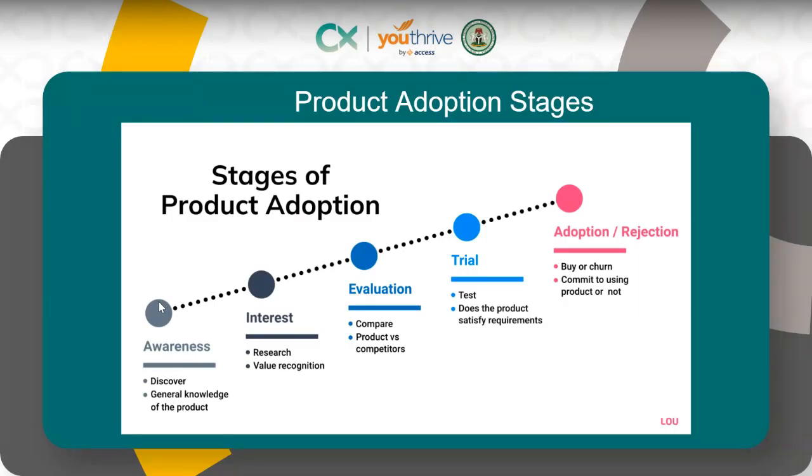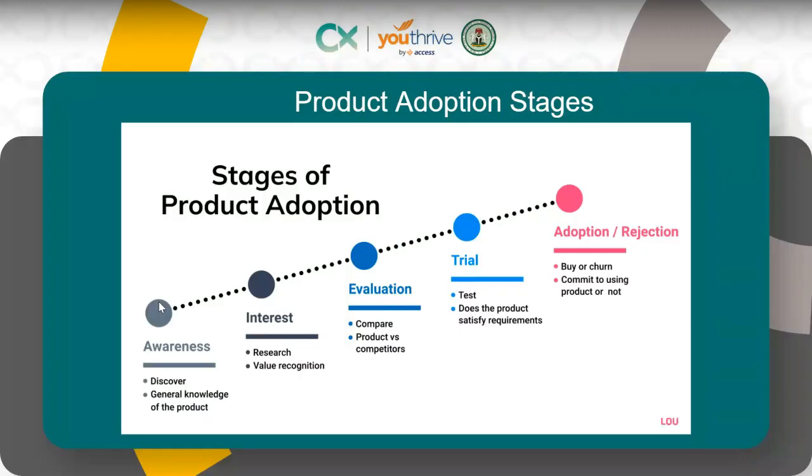You see awareness, which talks about discover, where they get to discover your product, general knowledge of your product. This is where you're talking about how your customers are getting to know about your product. Is it via advertisements? Is it in a webinar? Is it by referral? Is it by word of mouth? How did they even get in contact with knowing about your product in the first place?